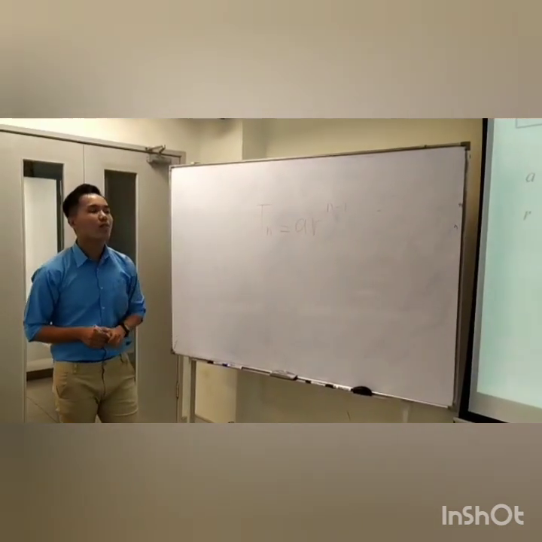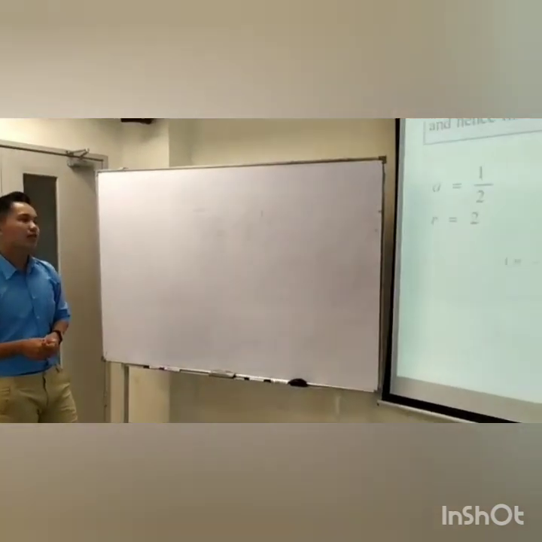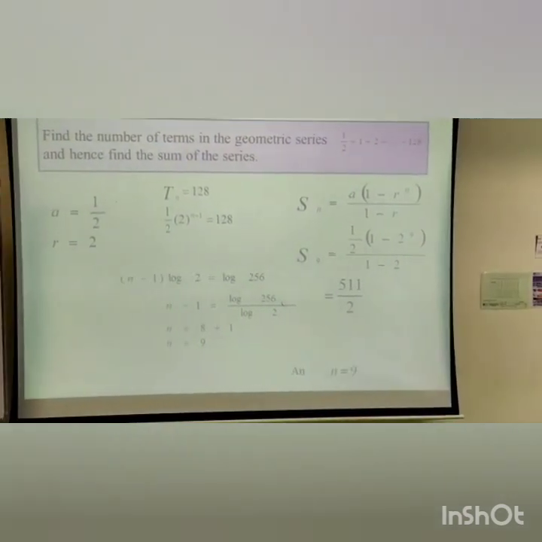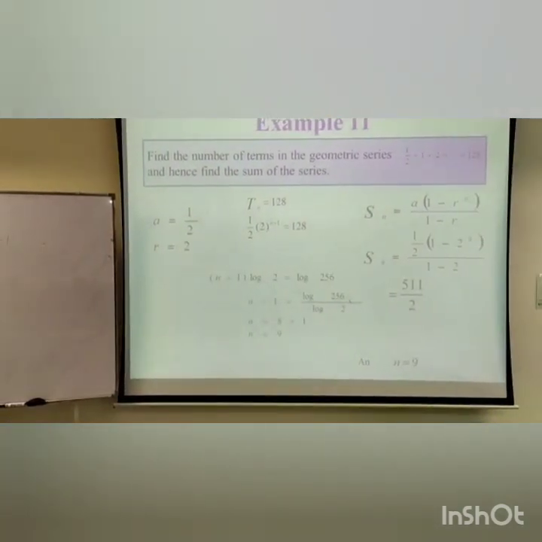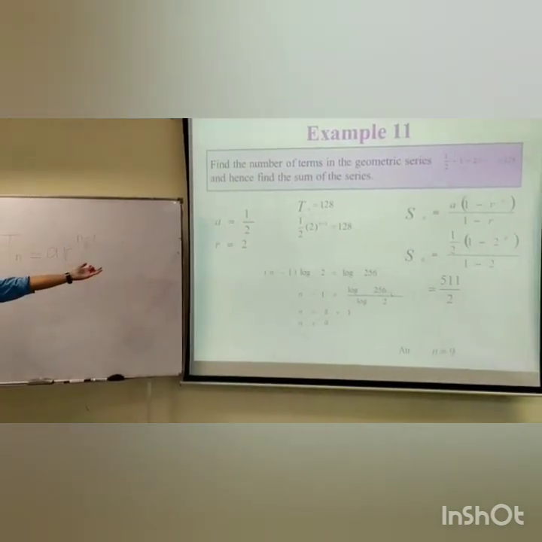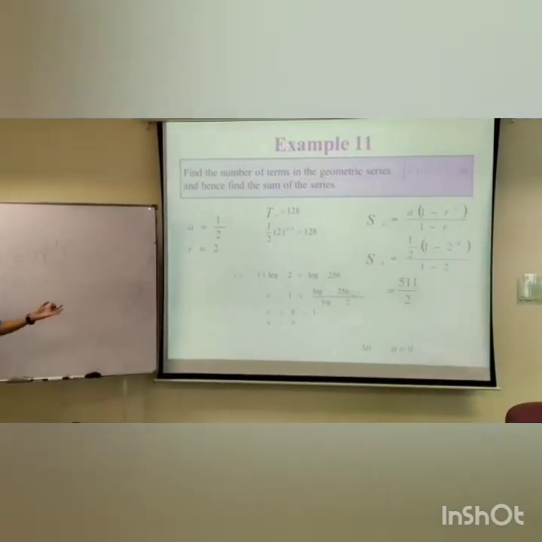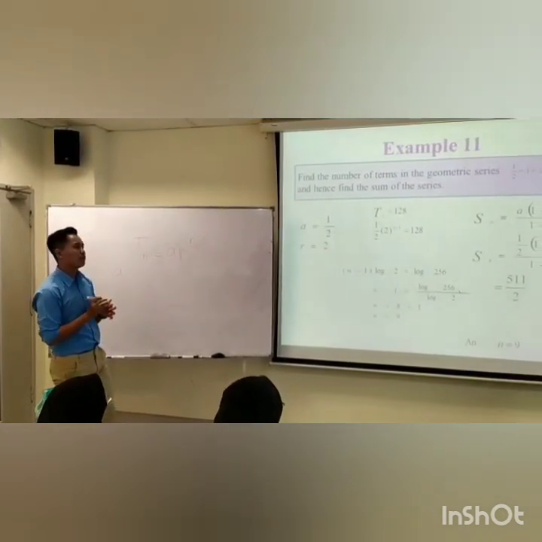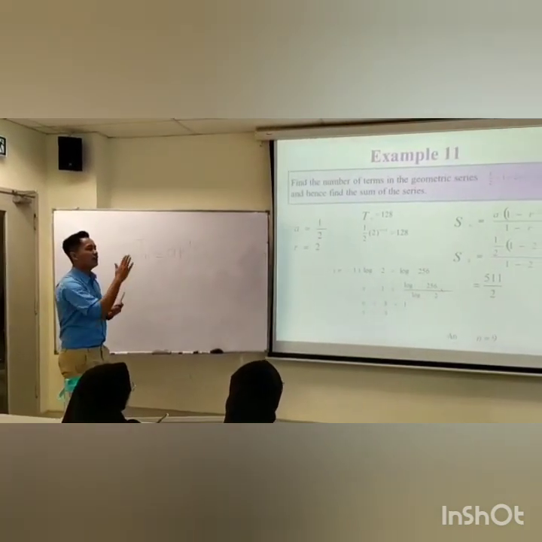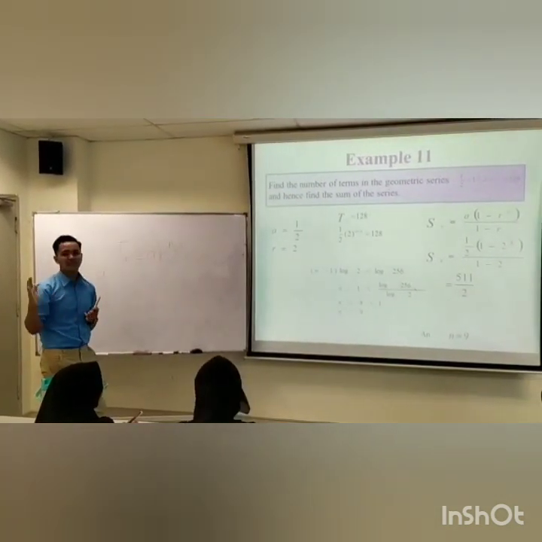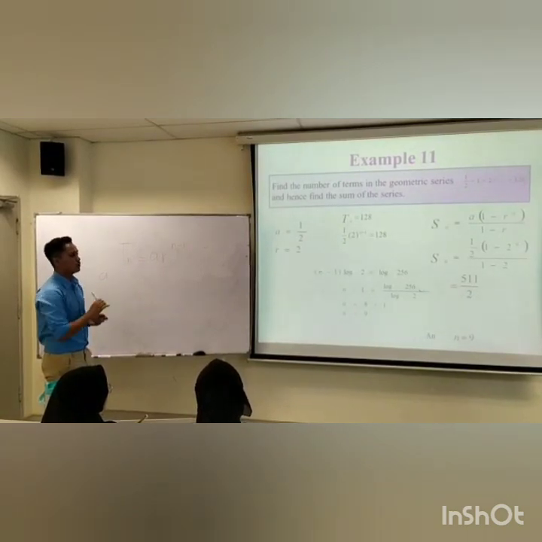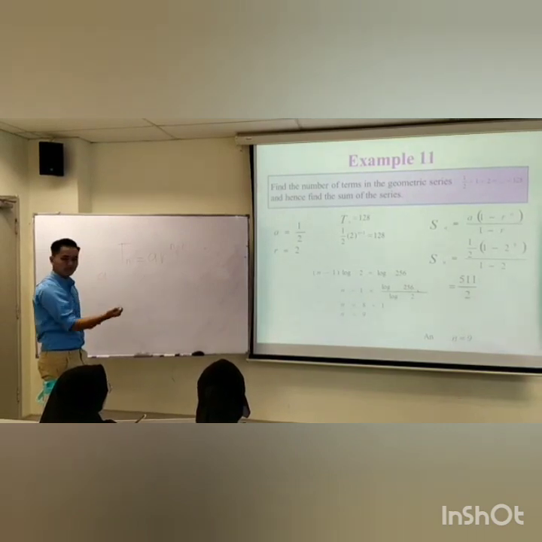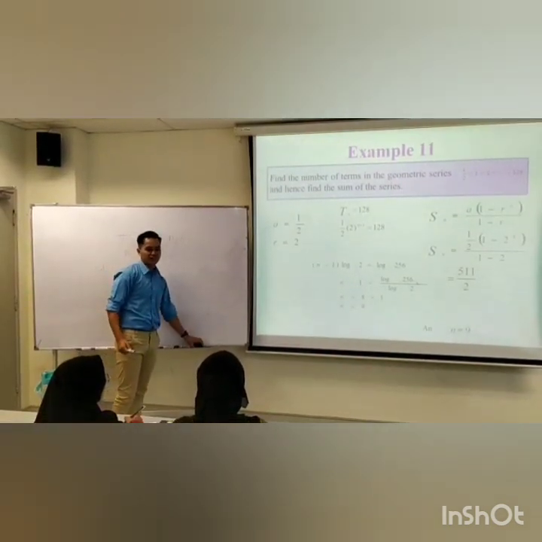Okay, so for the sum of the series, we must know whether R is bigger than 1 or less than 1. What is R in this question? Half. 1 over 2. So 1 over 2 is less than 1. Less than 1 means we use the formula whereby the R is behind the 1. So you substitute the values and you will get 511 over 2. Are you clear on this? Yes.